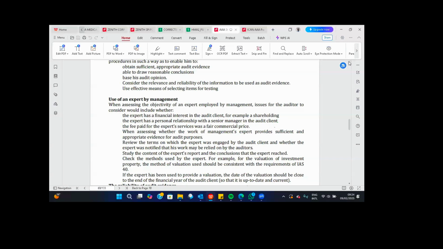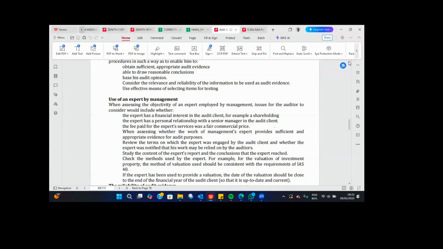An expert is someone that has competence in other field outside accounting and audit. That is an expert. Example: lawyers, actuaries, architects, surveyors, gemologists. All these people are experts. There are two types of experts. We have auditors' experts and we have management experts. What we are talking about here is management expert.